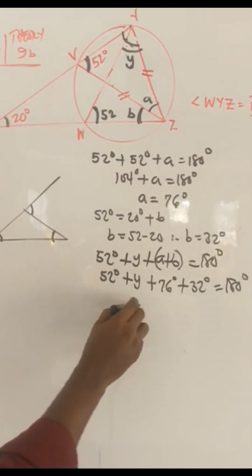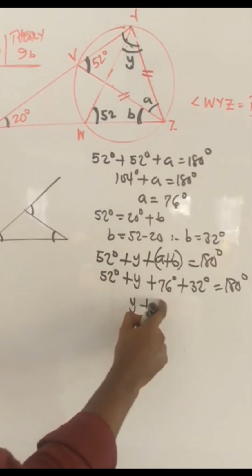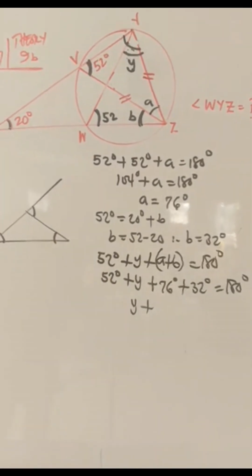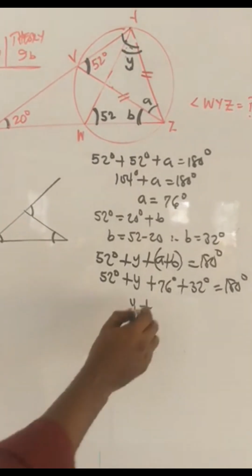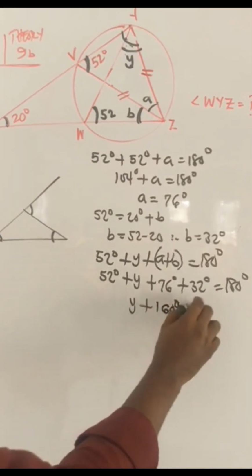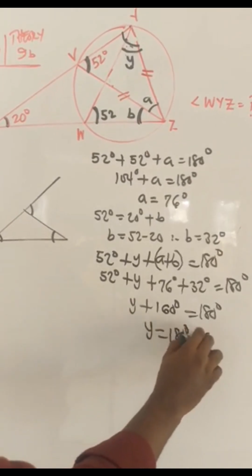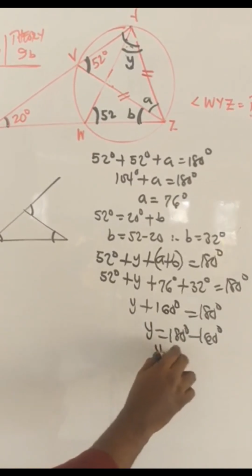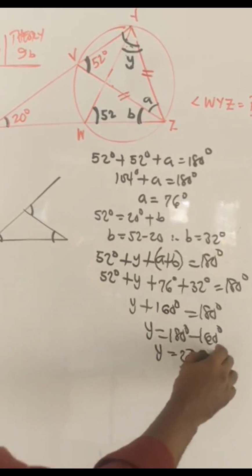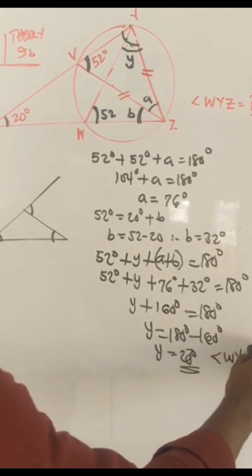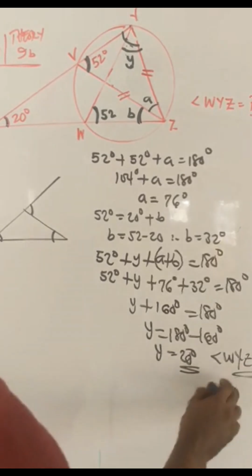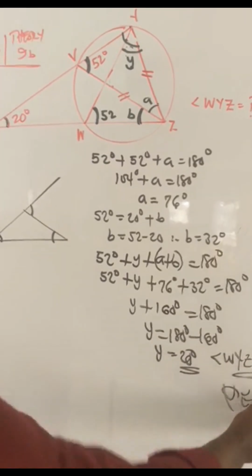So Y plus 52 plus 76 plus 32 will give us what? 160. Equals to what? So what is Y from here? 180 degrees minus what? So Y equals to, what is our angle? WYZ is 20. Quod erat demonstrandum.